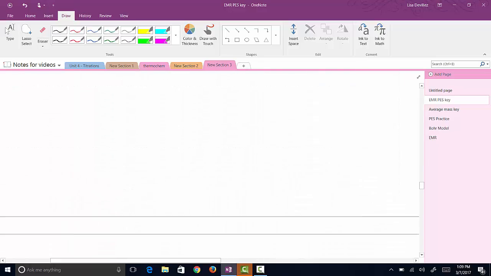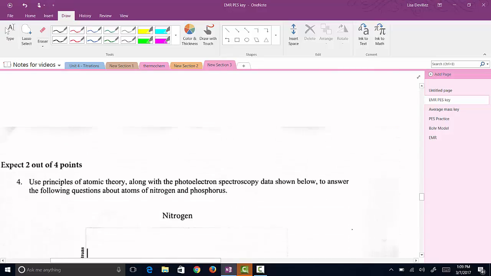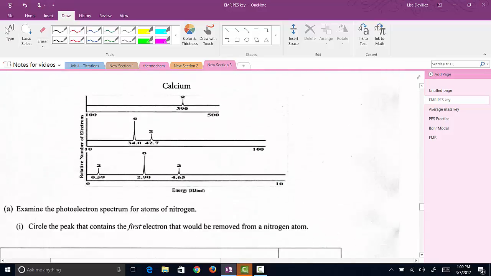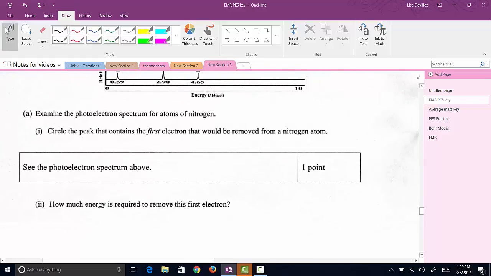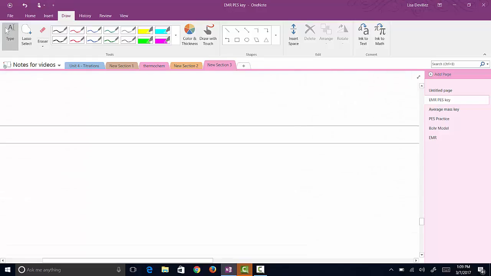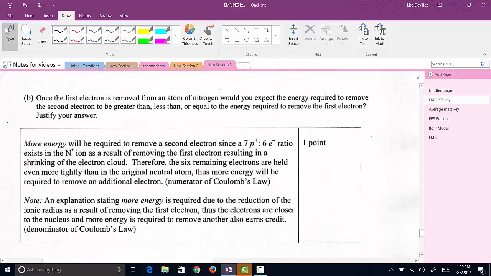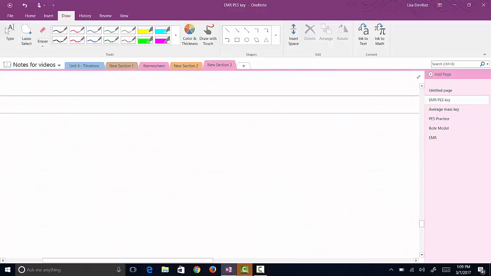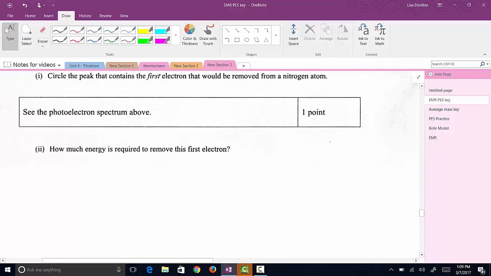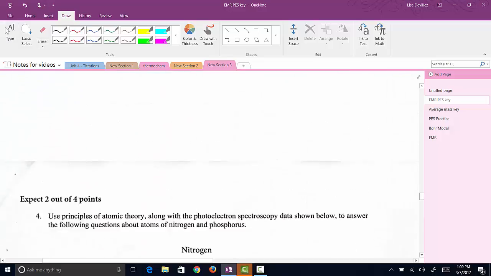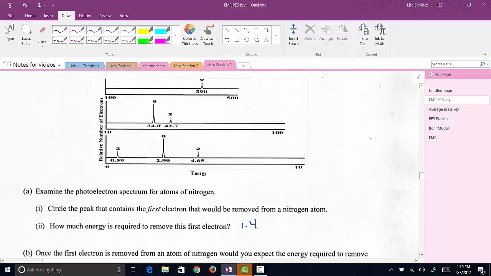On the answer key, it should be out of here. And so our rubric for this was you got 1 point for circling the peak, and then, I don't know why that got split. Oh, for some reason that wasn't on there. But the other part here, I don't know what happened to that, but that was also worth 1 point for stating the amount of energy that was there. All right, so let's go back up here.